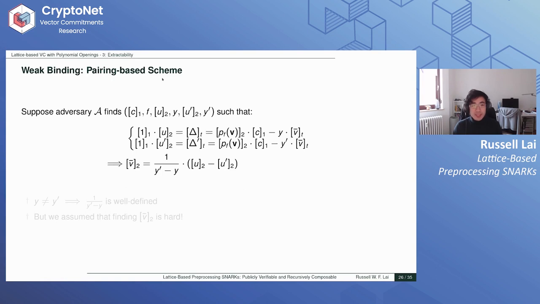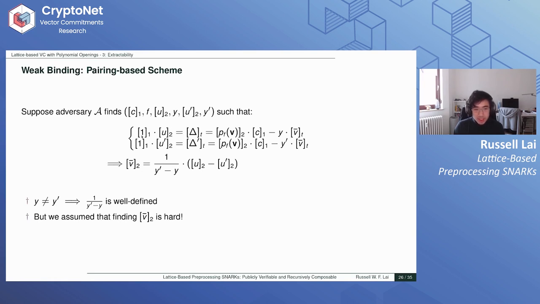In the pairing setting, suppose there exists an adversary which gives us a commitment and a function f, as well as two valid opening proofs for two images y and y prime. Then by writing down the verification equations that these proofs satisfy and subtracting them, we are able to express the target monomial in group two as follows. And this expression is well defined because y is not equal to y prime, and therefore this value 1 over y prime minus y is well defined.